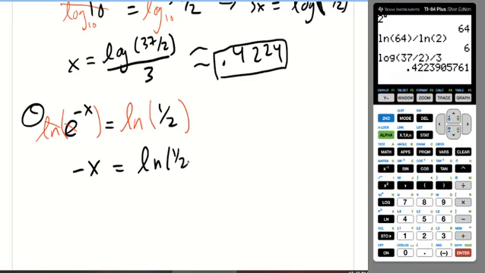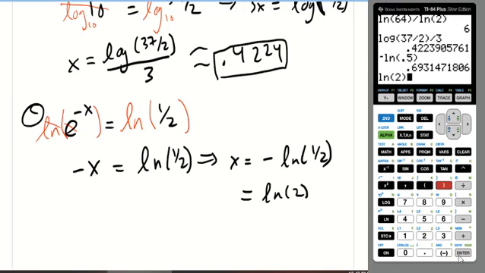Now, by the properties of logarithms, this is the same as ln of 2, but either way, we can stick this into our calculator. Negative ln of 1/2 is about 0.6931. Notice that that's the same as ln of 2, but you don't really have to know that in this section. That's more for a next section, and we're not covering that in this course right now.